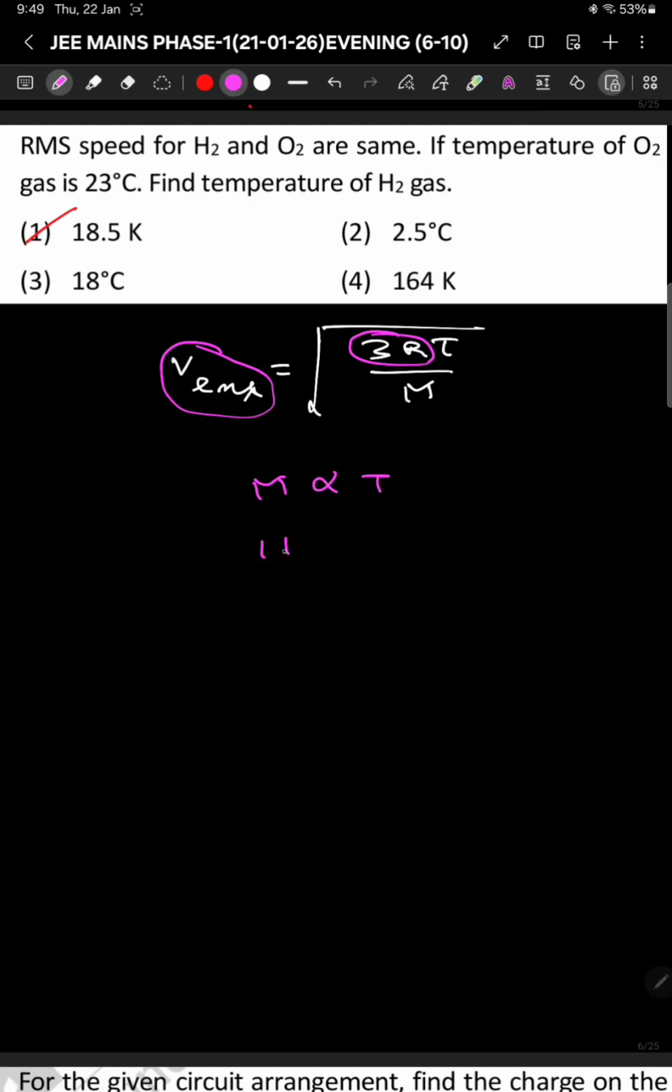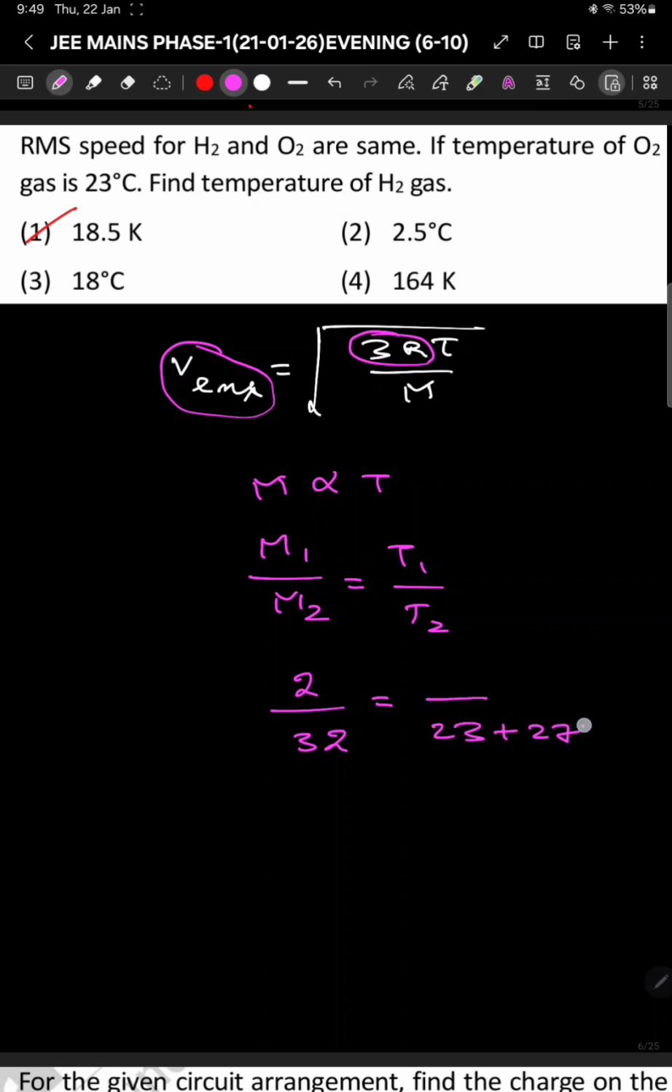So the molecular weight of the first gas by the molecular weight of the second gas is equal to the temperature of the first gas by the temperature of the second gas. The first gas is hydrogen, its molecular weight is 2. The second one is oxygen, its molecular weight is 32, equal to the temperature of oxygen, given as 23 degrees centigrade, converted into Kelvin. So the temperature of hydrogen they are asking, so T1. Solve this to find the T1 value.